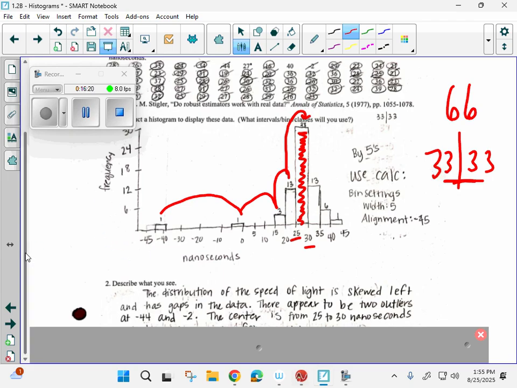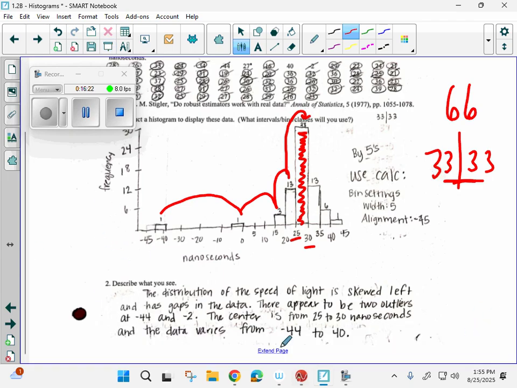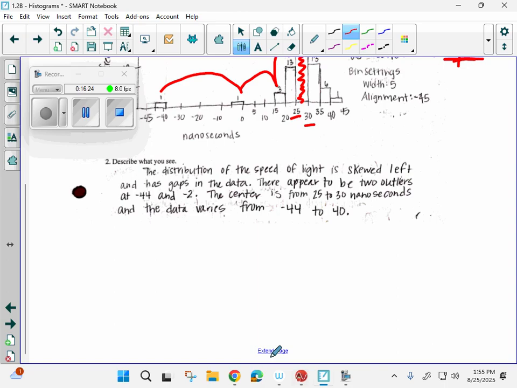And then you're going to do spread, or the data varies from -44 to 40. I did look at the actual numbers because they have them there. So I went ahead and said the lowest is -44 and the highest is 40.